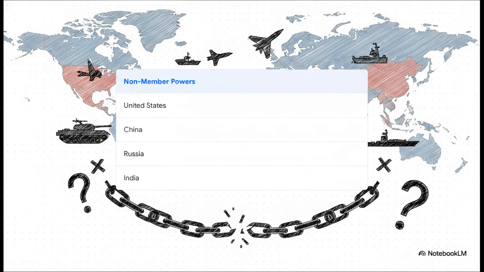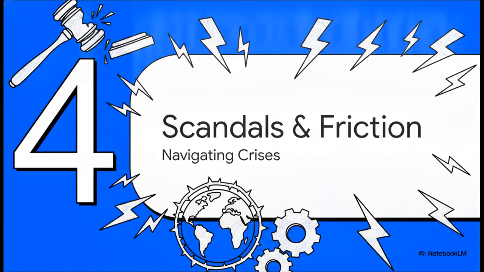But, and this is a massive but, listen to the nations that are not members: the United States, China, Russia, and India. Yes, some of the world's largest, most heavily armed, and most populated nations operate entirely outside the ICC's jurisdiction. When these major global players are missing from the table, it drastically complicates international enforcement, turning global cooperation into an absolute geopolitical minefield. Which leads us right into Section 4, scandals and geopolitical friction, and navigating current crises.